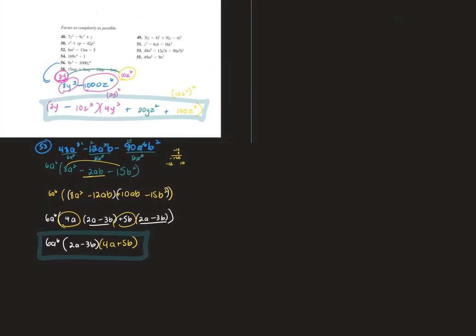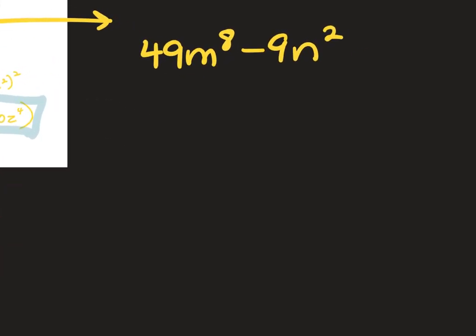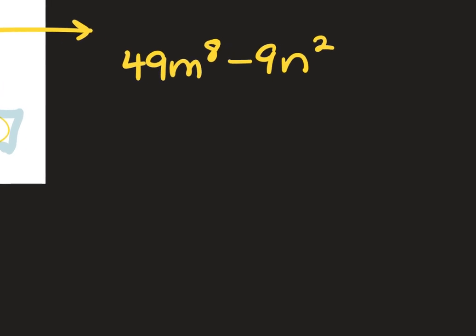55. Okay, so this one is the difference of two squares. I would look at the numbers in the front, like 49 and 9 are both perfect squares, and then if the exponents are even, those are also perfect squares. So this is the difference of two squares.